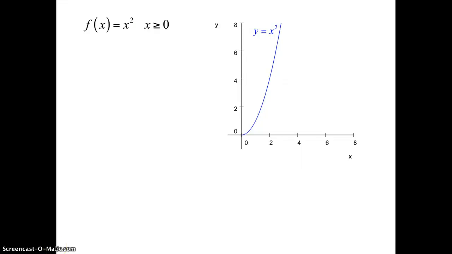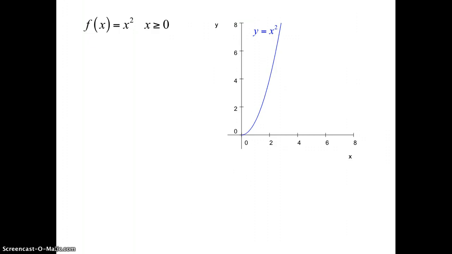Our topic here in 3.8 is the derivatives of inverse functions. So we know a little bit about inverse functions. You made inverse functions in your function booklet. Functions are inverses if they undo each other.